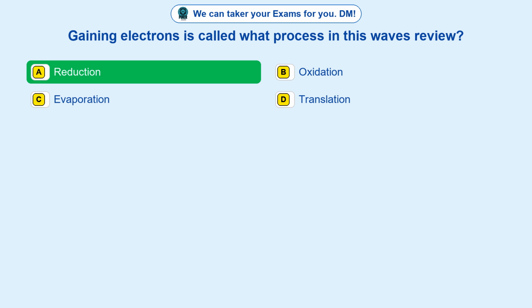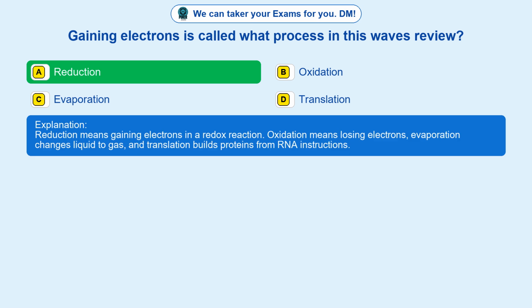The correct answer is option A, reduction. Reduction means gaining electrons in a redox reaction. Oxidation means losing electrons, evaporation changes liquid to gas, and translation builds proteins from RNA instructions.